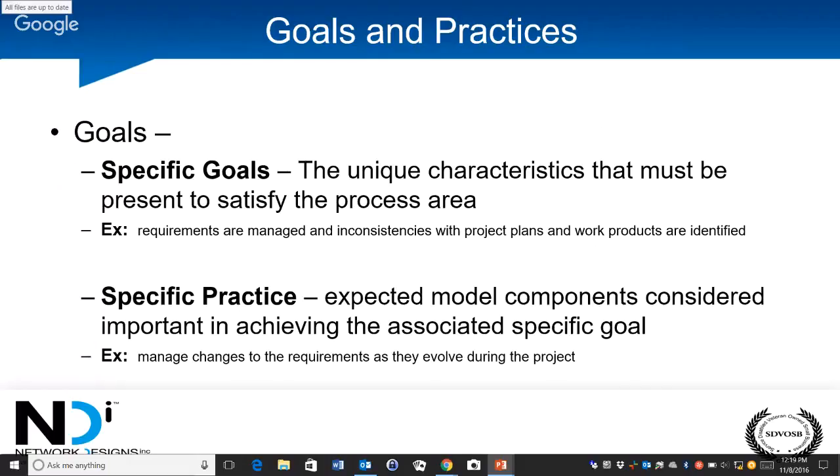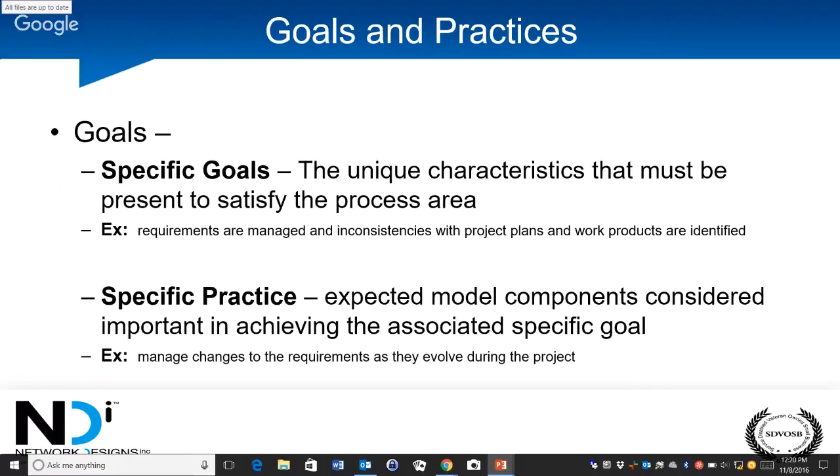For example, requirements are managed, and inconsistencies with project plans and work products are identified. And as they're identified, then we go about verifying how we can fix any weaknesses in those areas. And the goal is obviously to fix weaknesses, to improve, to be more efficient, to be more satisfactory in that area.